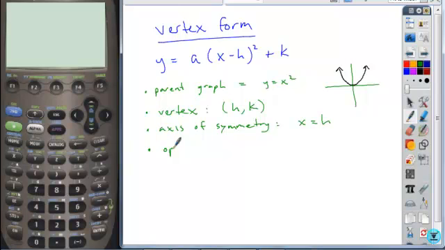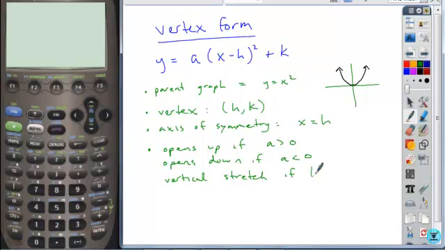And then as far as the tendencies go, the graph opens up if a is greater than 0, and opens down if a is less than 0. There's a vertical stretch if the absolute value of a is greater than 1, and a vertical shrink if the absolute value of a is less than 1.